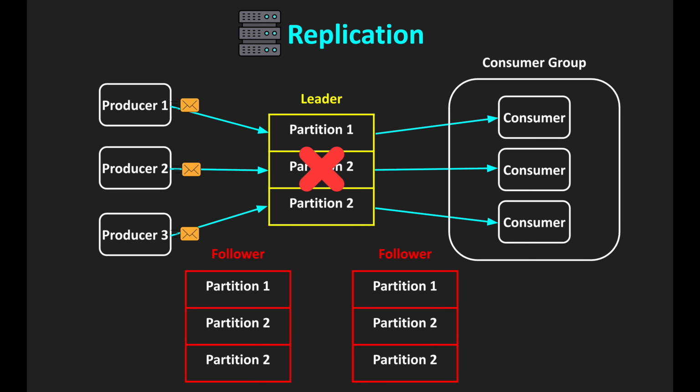In order to avoid it, in Kafka we use replication. With replication, we have a leader broker, which is receiving messages and from where the messages are consumed, but we also have follower partitions. We define the replication factor when we create a topic.